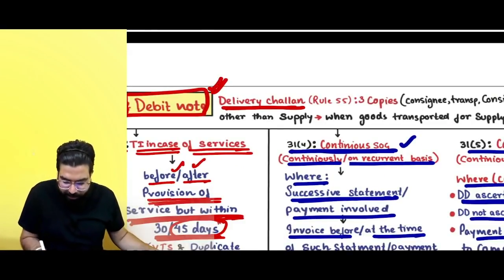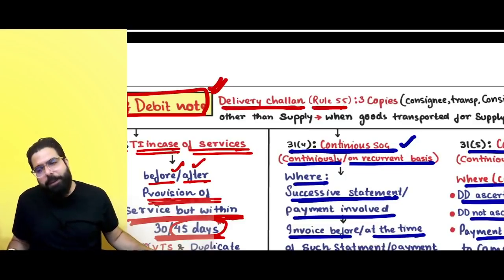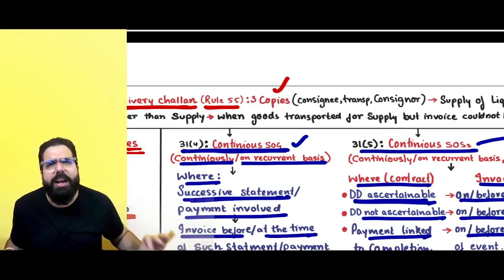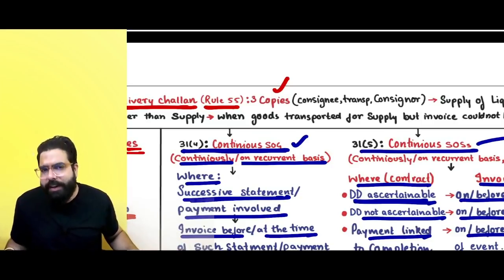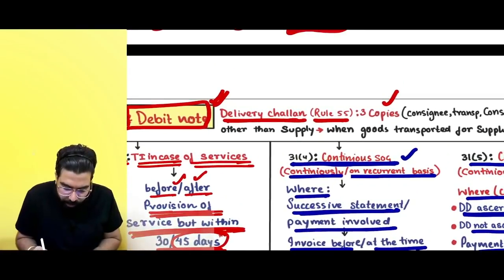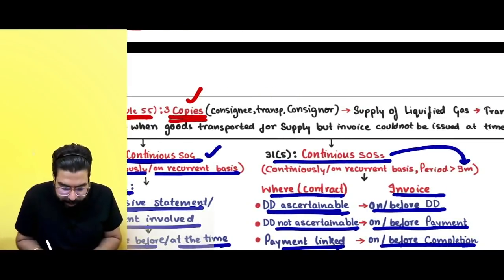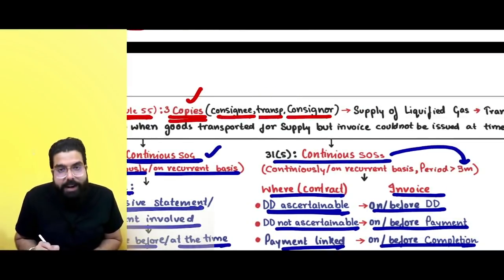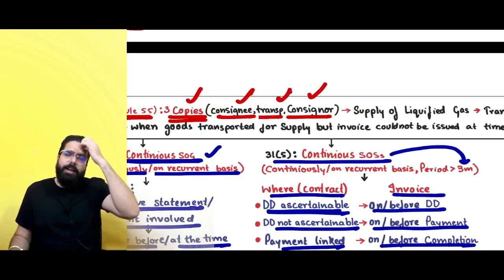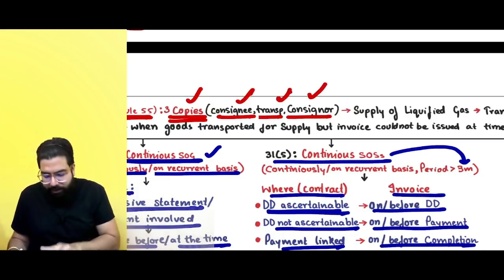Delivery challan. Rule number 55. What does it say? How many copies are to be issued? Always 3 copies are to be issued. What is a delivery challan? Whenever you can't raise a tax invoice, you issue a delivery challan. Rule number 55 says 3 copies of the delivery challan: consignee, transporter and consigner. Always remember one thing, sir, you have to raise 3 copies of your delivery challan.